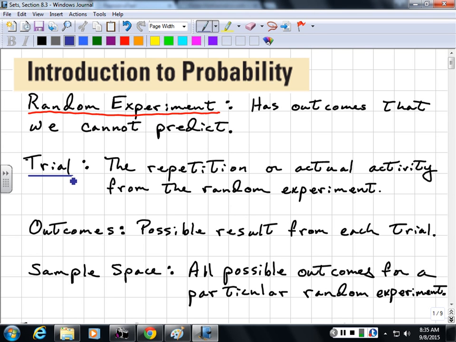Then we're going to talk about trial. The trial is the repetition or actual activity from your random experiment. So, random experiment, flipping coins. The trial, I'm actually flipping a coin and seeing what it's doing. Does it land head? Does it land tail? And I can repeat this a number of times if I need to.